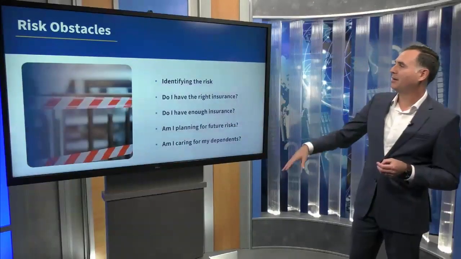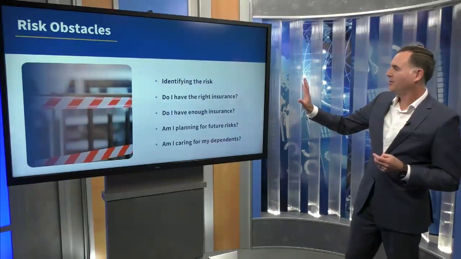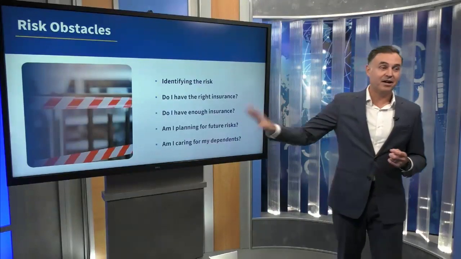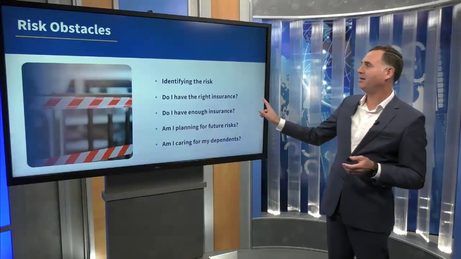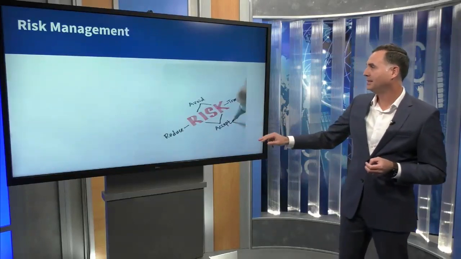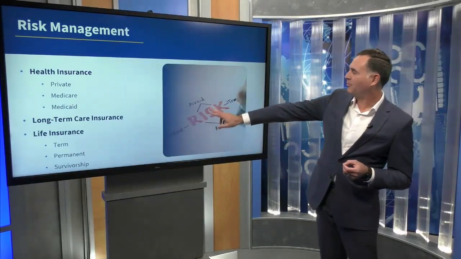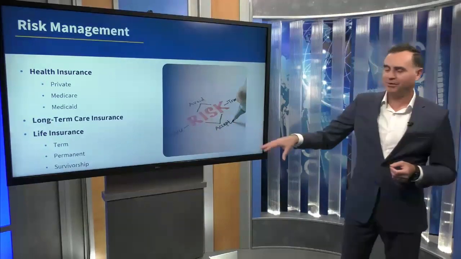Now, getting into risk obstacles, we talk about identifying risk. Do you have the right insurance? Do you have enough insurance? Planning for future risks and caring for dependents. These are all the different obstacles that we have. Again, we're really not trying to avoid, we're trying to reduce, accept.